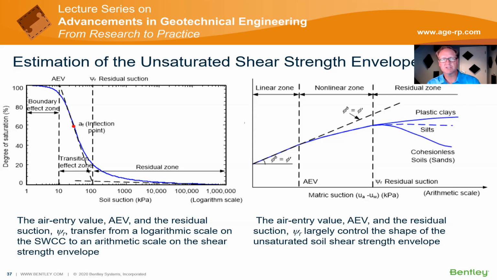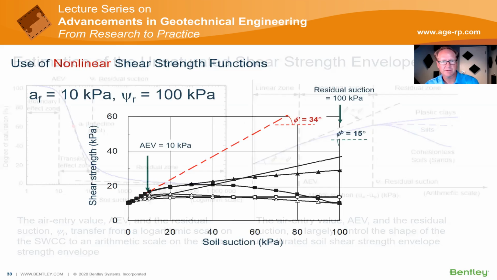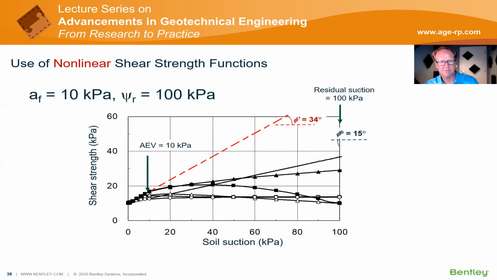Most of the equations implemented in SV slope roughly follow that general concept. Here we are showing different shear strength functions in SV slope plotted as a function of soil suction. We can see that they have different shapes. Up to the air entry values, a lot of them are more similar, but after that they diverge some. So you can see the general format of these equations here.